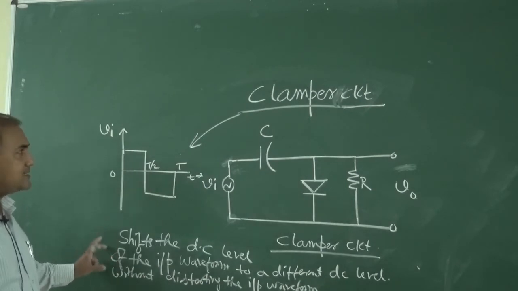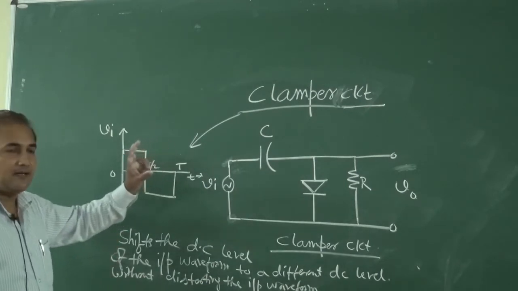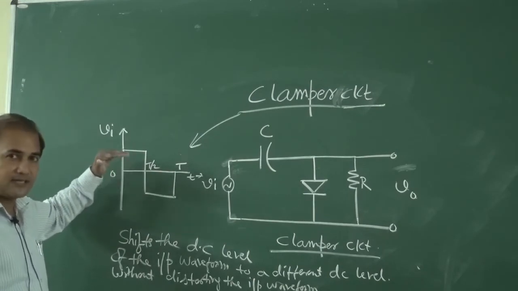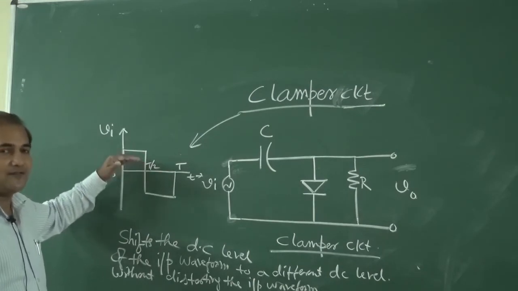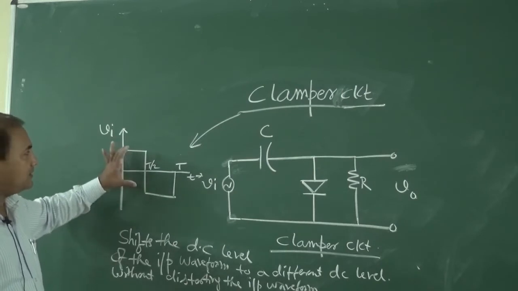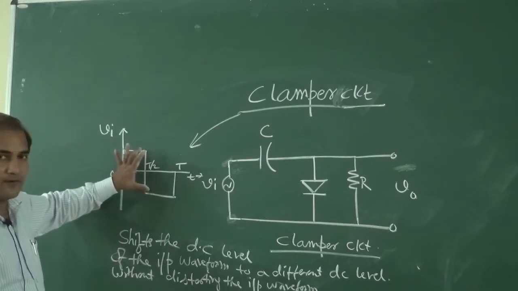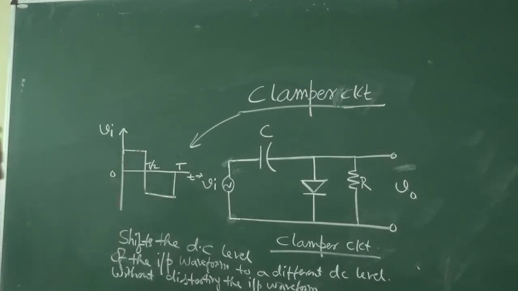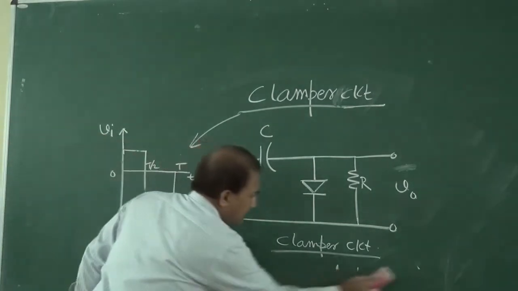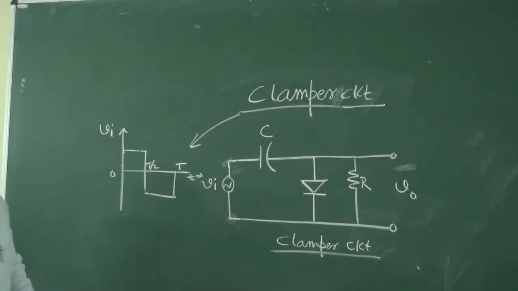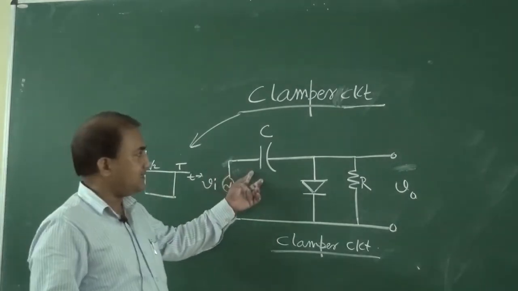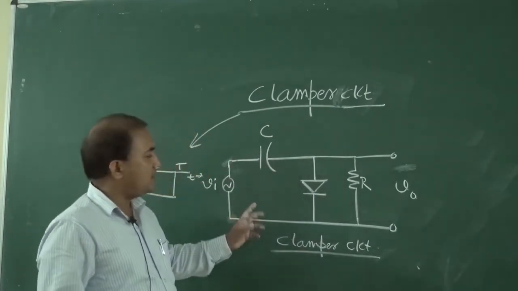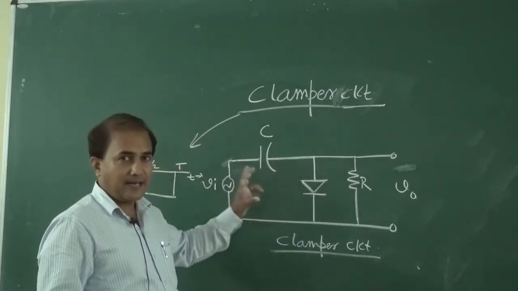So this is the function of a clamper circuit. It will shift the DC level of this input waveform to a different DC level without distorting this input waveform. A clamper circuit consists of a capacitor, diode and resistor. This is the circuit diagram of a clamper circuit.